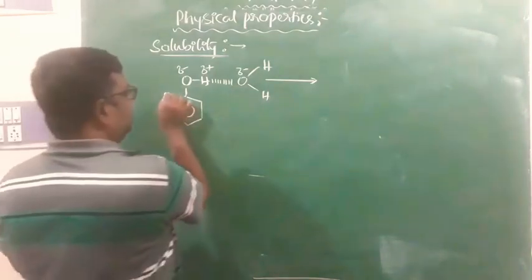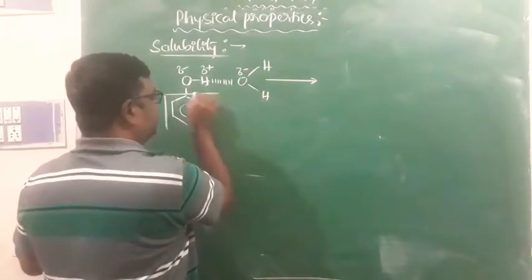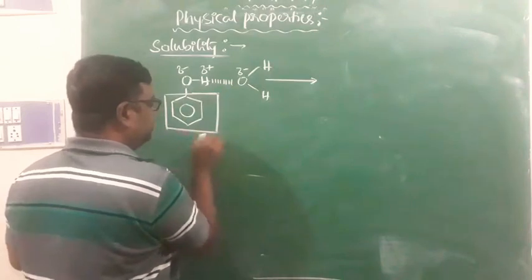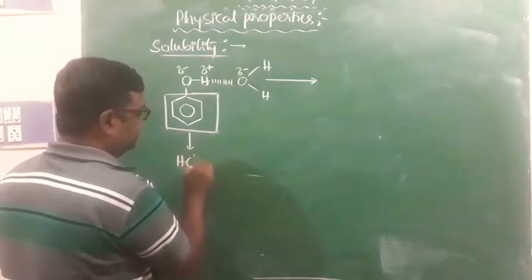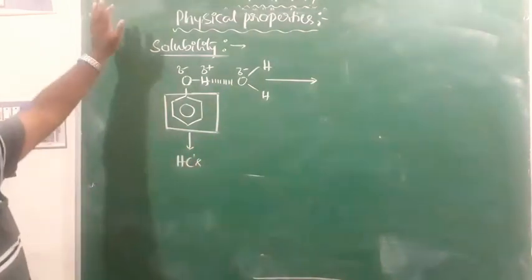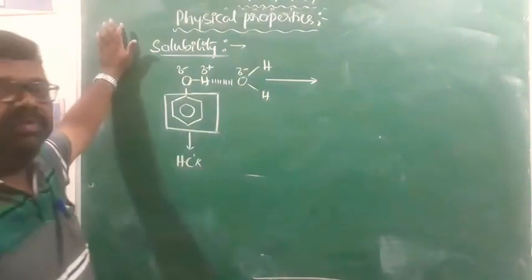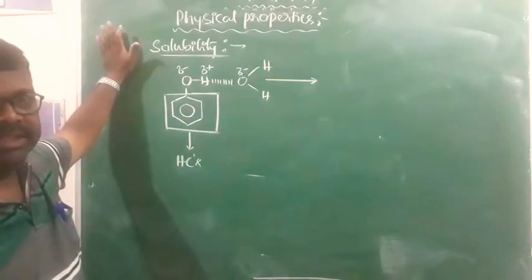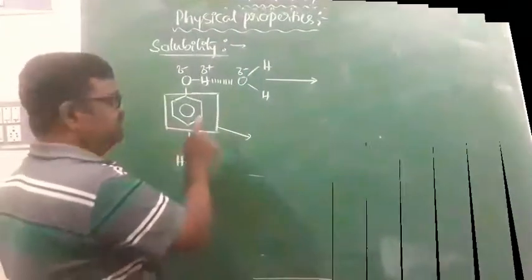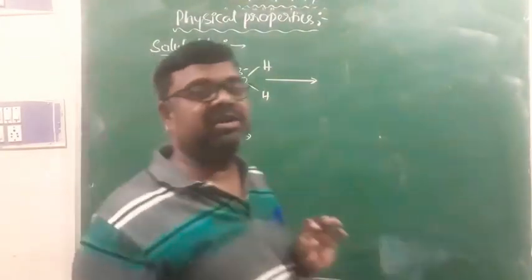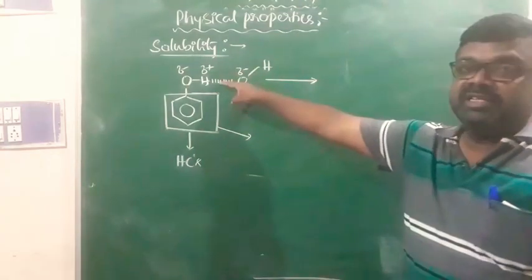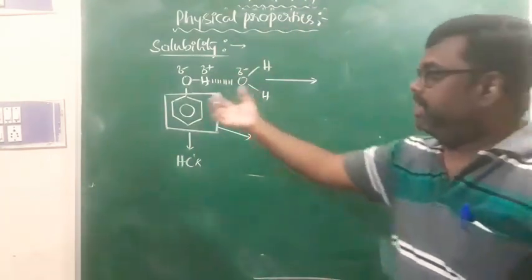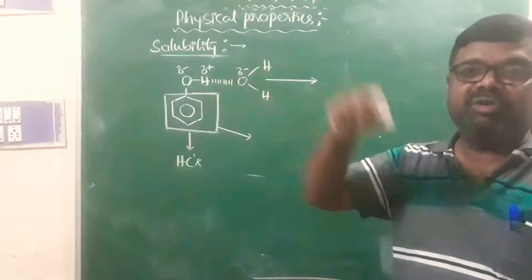But in the case of phenol, we have one more component, the hydrocarbon part. Look at that, there are 6 carbon atoms. The contribution of the hydrocarbon part is very large, a very big group. Because of that, this makes phenol not dissolve in water. The OH group makes phenol dissolve in water, while the benzene ring makes phenol not dissolve in water.